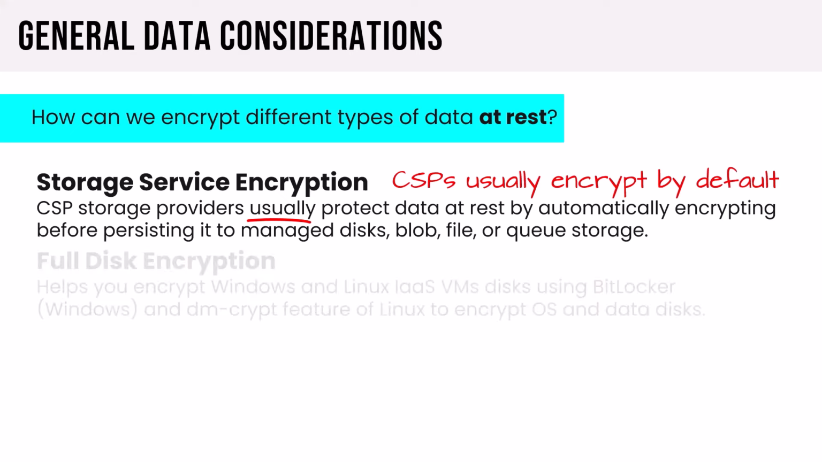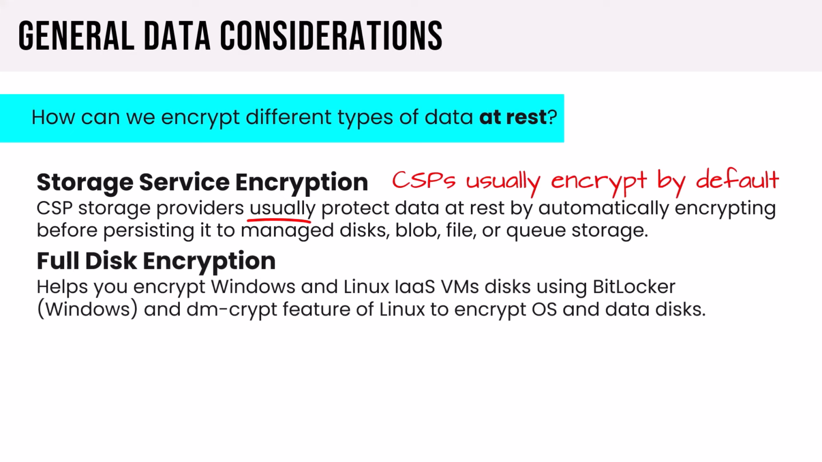There's full disk encryption, which helps you encrypt Windows and Linux IaaS VM disks using BitLocker on the Windows platform and dm-crypt, which is the Linux equivalent, for your OS and data disks. So those are generally available on Windows and Linux clients and servers, on-prem or in the cloud. That's an OS level feature.